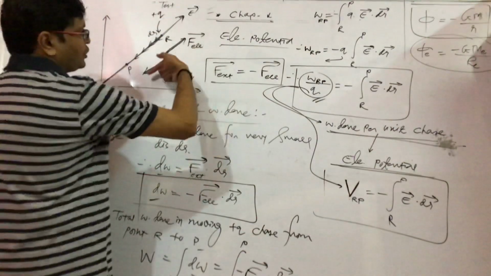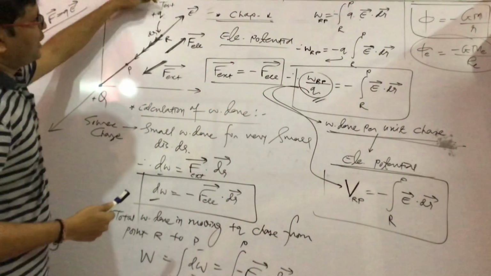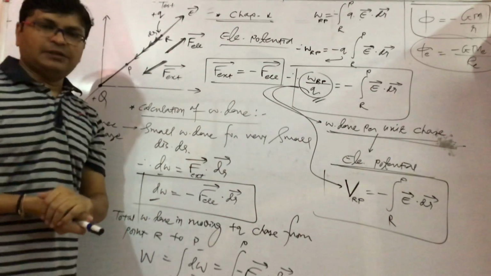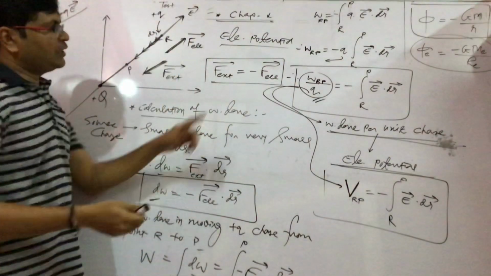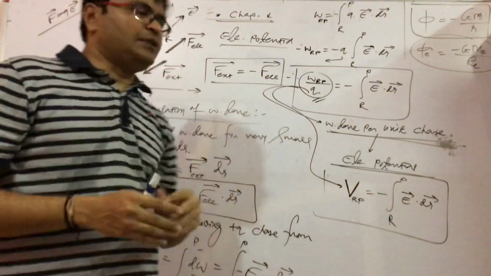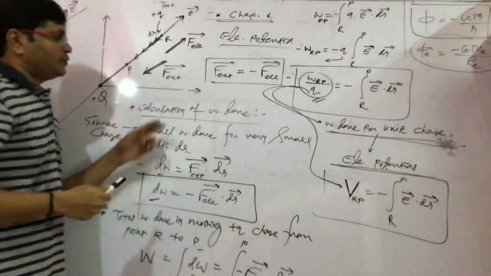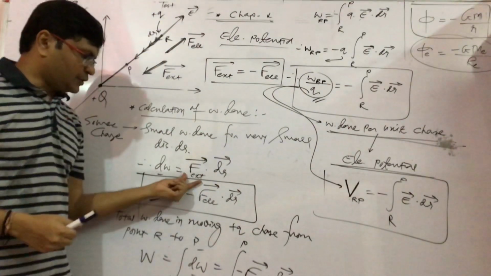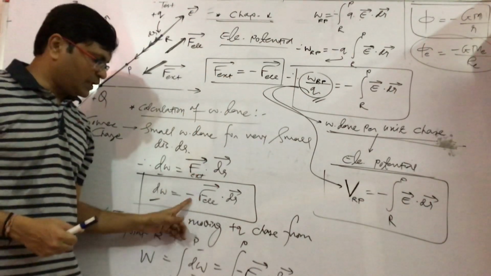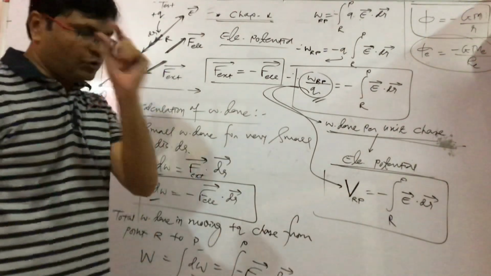Why external force in the opposite direction of force due to electric field? Because we would like to move this test charge with constant velocity. Because these two forces are equal in magnitude and opposite in direction, we can easily satisfy this condition. So now you can see instead of F electrical, we can consider F external. F external is equal to minus of F electrical. So this is the very small work done for very small displacement.